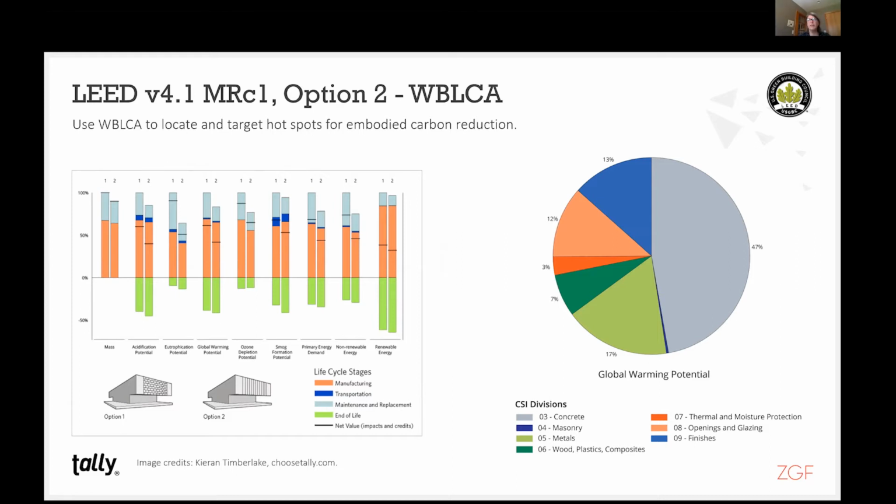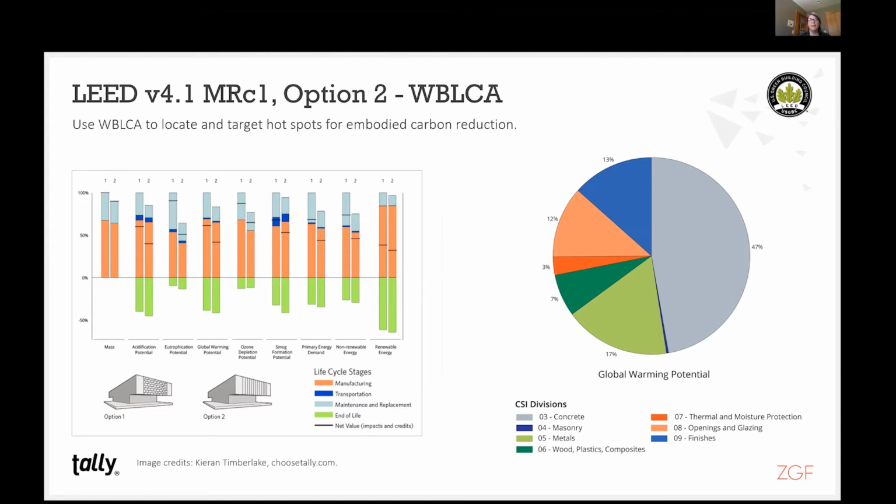I stole both of these images from Kieran Timberlake. You can see on the image of the pie chart on the right that concrete is nearly half the pie. If you have much concrete at all in your building, it's probably going to look similar to that when you do your early hotspot analysis. If you have less concrete, then you might have a different pie.